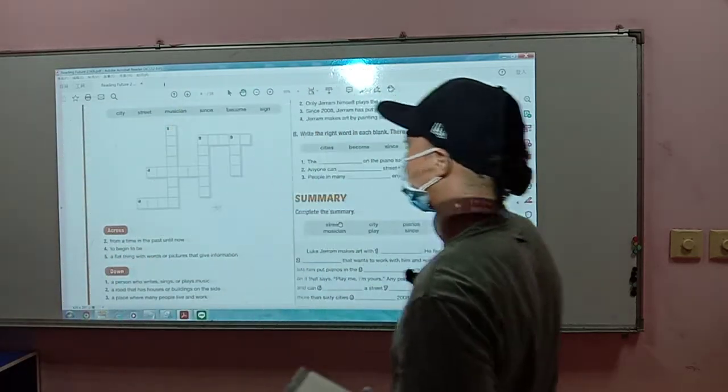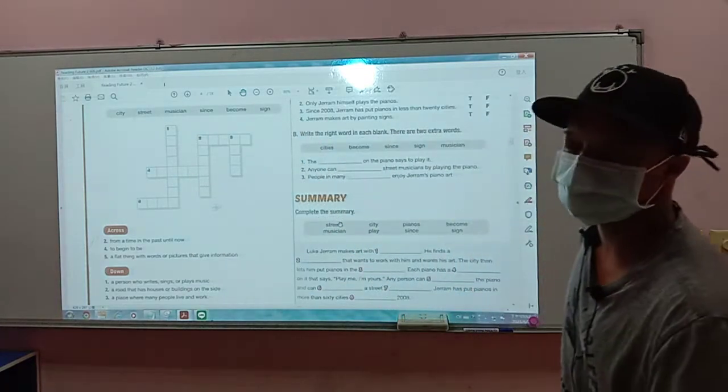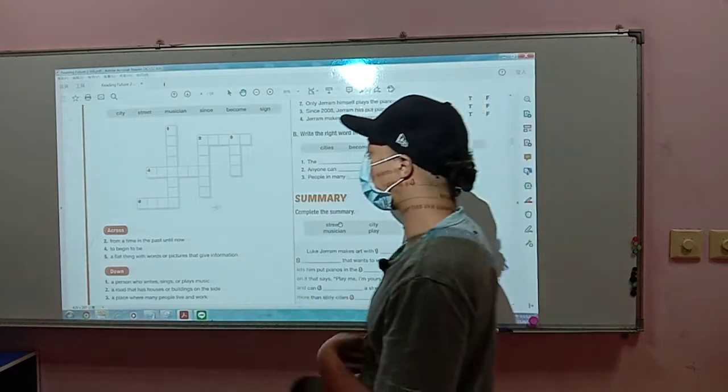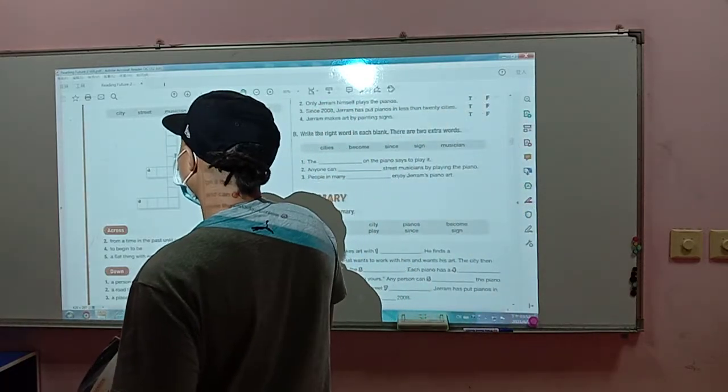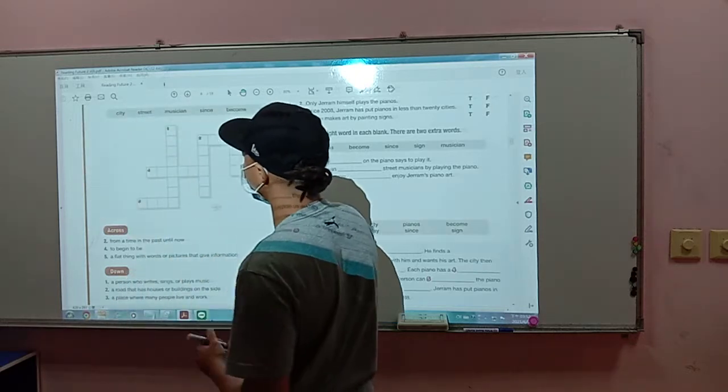Okay, boys and girls, so the first one, again, crossword. Please use the words on top. Remember, if you have not done this, please do it before I give you the answers. So let's start again with number 1, across. Oh, the first one is number 2, so we go across.